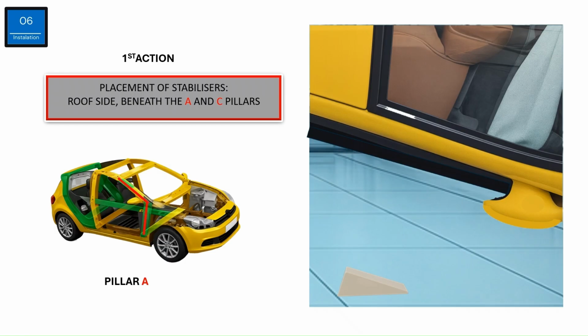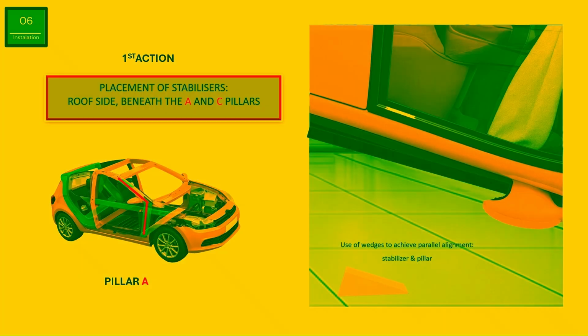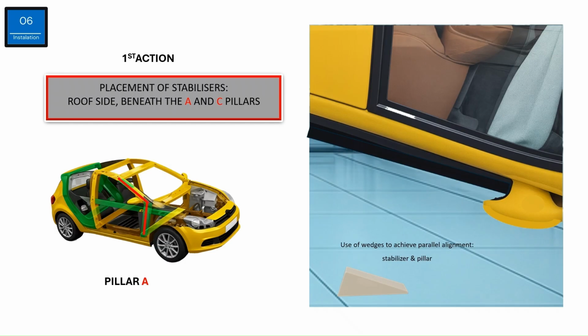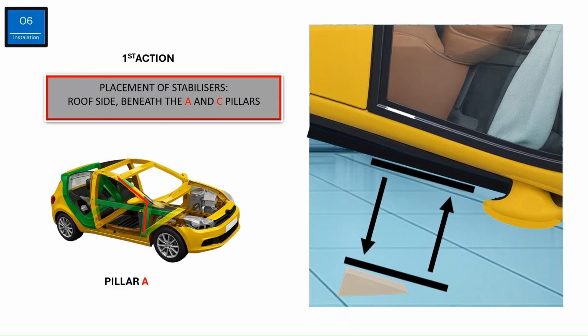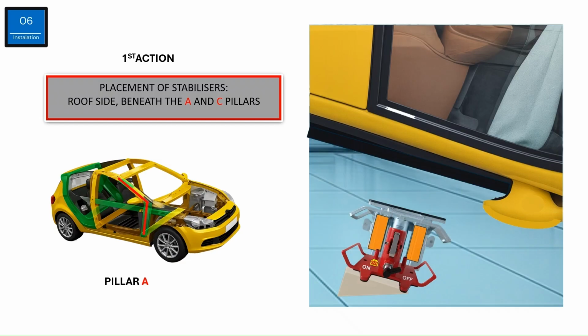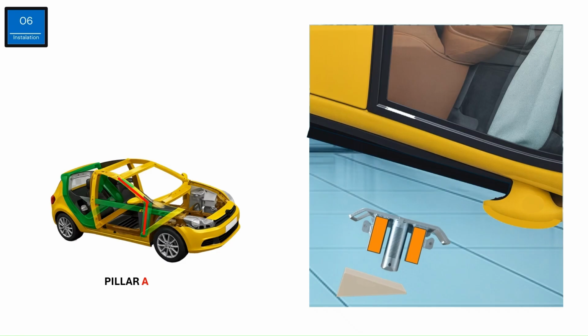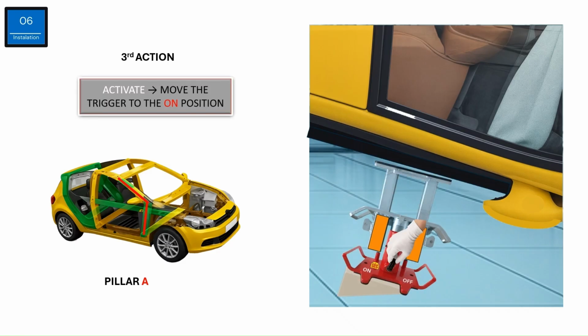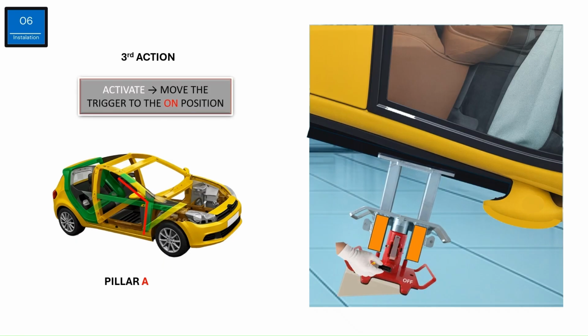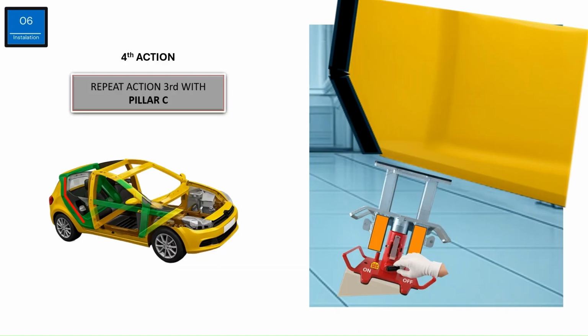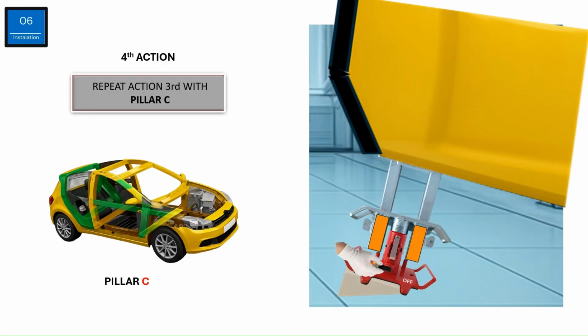Chocks are used to ensure the stabilizer and the pillars are parallel, as shown. Next, move the manual platform to the proximity of the pillar. Activate the system by placing the trigger in the on position. The system is now operational. Repeat the process for the C pillar. Both pillars can be activated simultaneously.